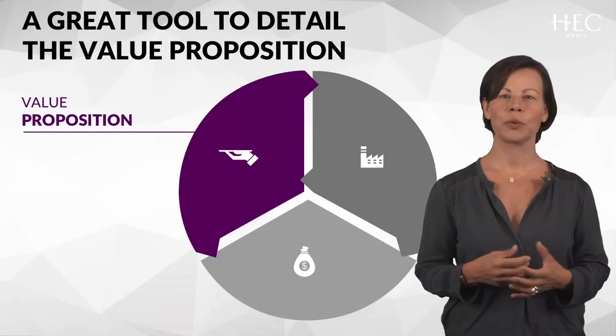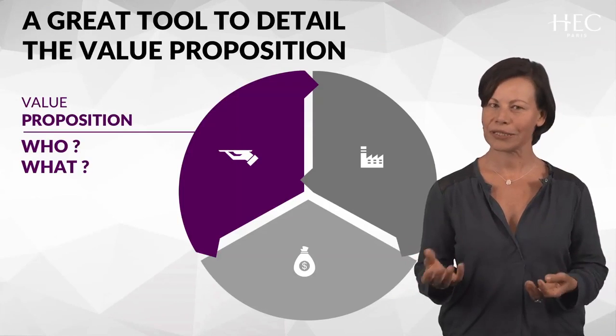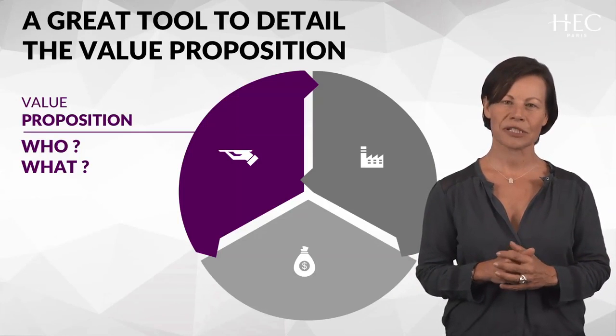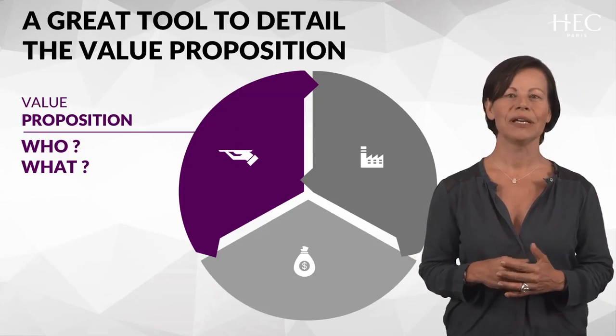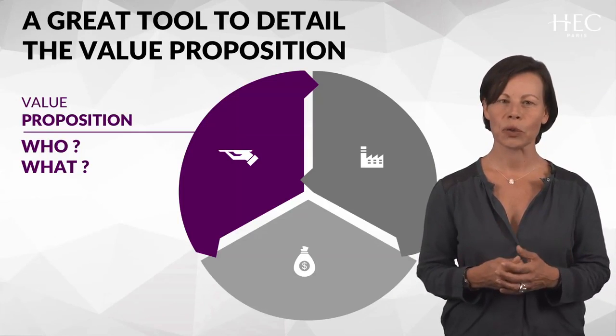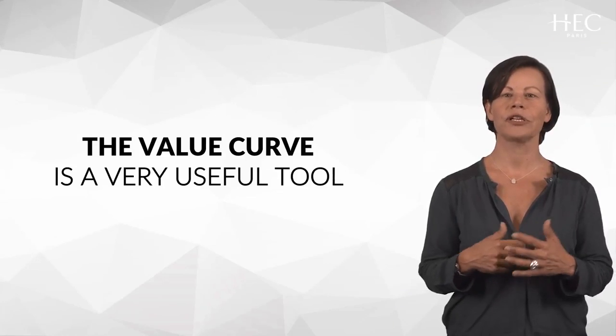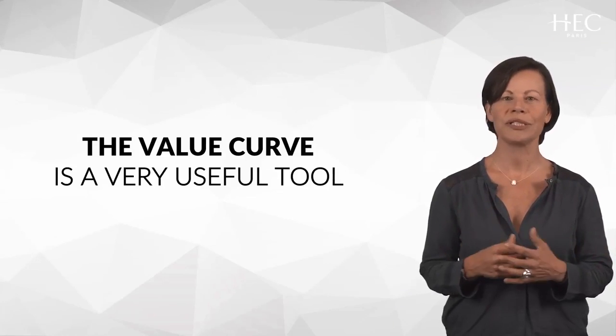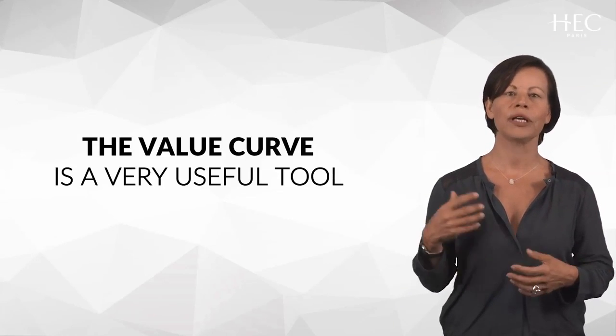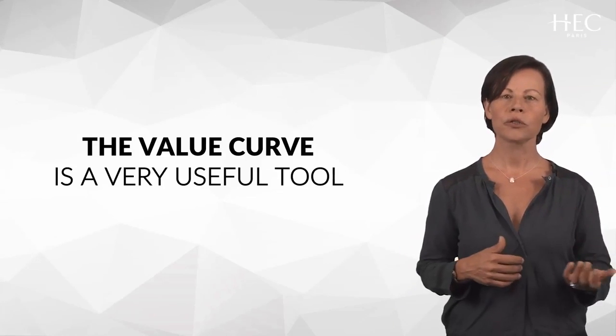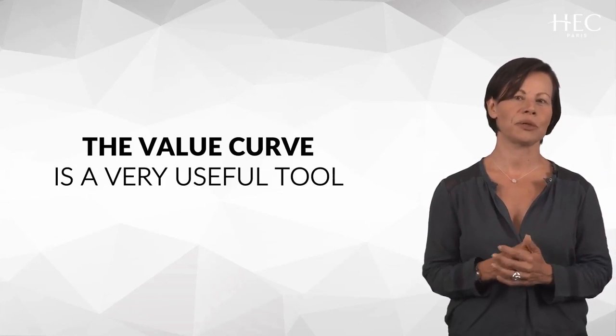We discussed in the previous videos the different aspects of value proposition, the who and the what. In this last part of the discussion about the value proposition, I'm going to show you a popular tool called the value curve. It's a way to detail the value proposition and display it graphically. It's very useful to compare different value propositions. For example, yours with the one of your competitors, your current one and your future one, yours with the one of substitutes, and so on.